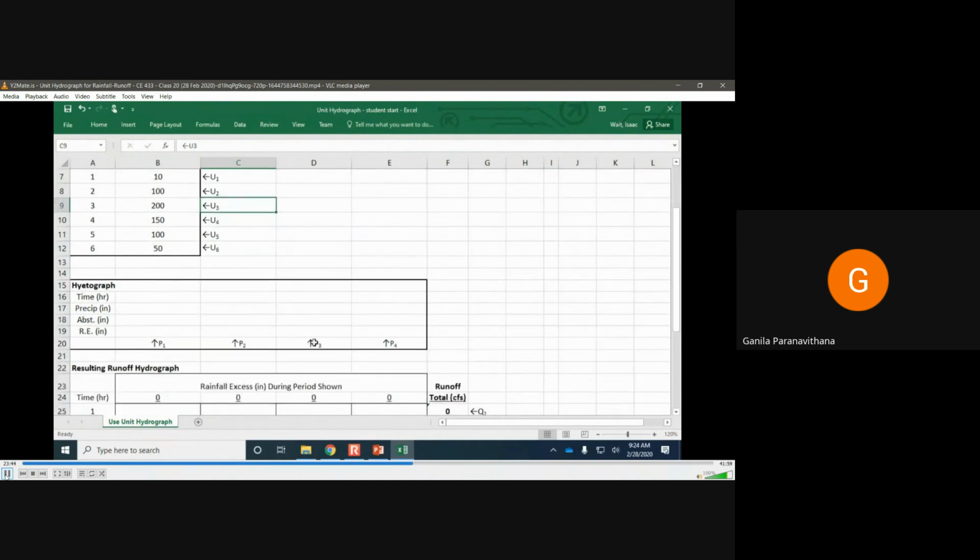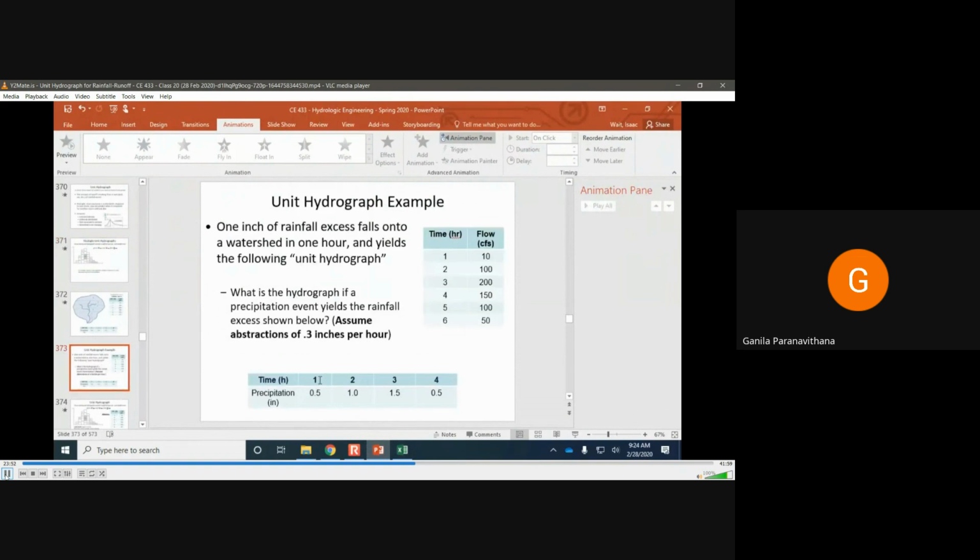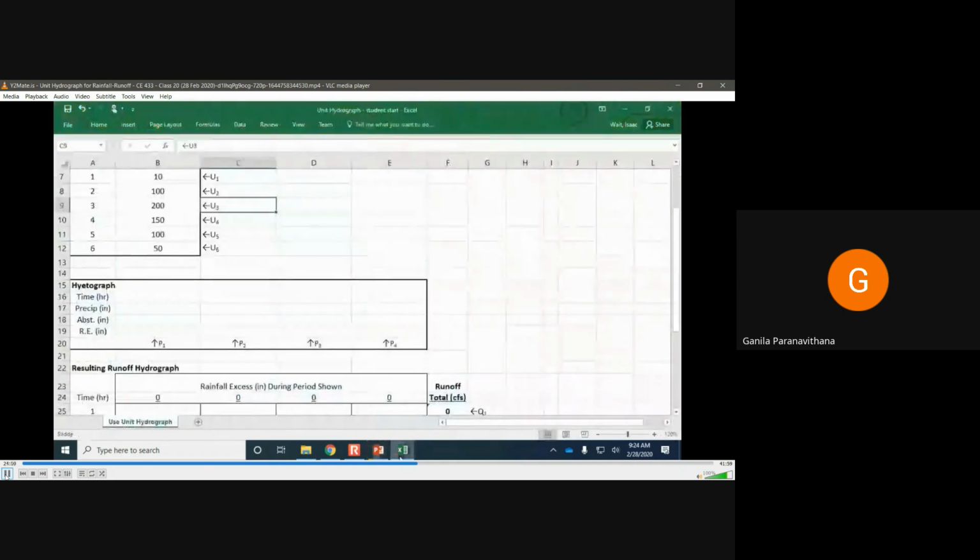Okay, so now here in this hydrograph window, we're going to transfer the data that we have in the problem statement. So time 1, 2, 3, and 4, we know the precipitation amount, and we're going to reduce out the abstraction to find out how much rainfall excess is left. So it's during hour 1, hour 2, hour 3, and 4. The precipitation amounts were 0.5 inches, an inch, 1.5, and 0.5.